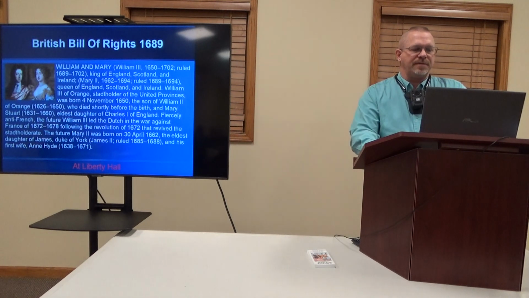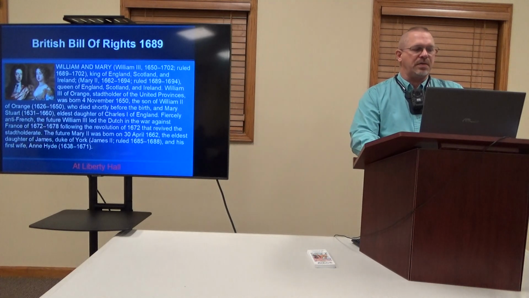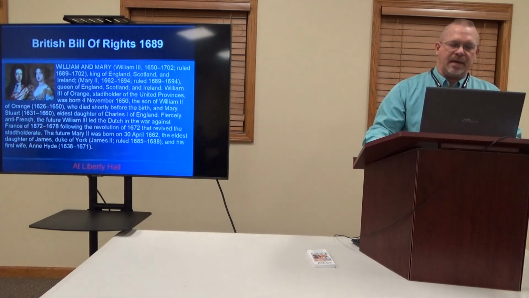Fiercely anti-French, the future William III led the Dutch in the war against France of 1672 through 1678, following the Revolution of 1672 that revived the Stadtholderate. The future Mary II was born on 30 April 1662, the eldest daughter of James, Duke of York. James II ruled from 1685 to 1688. James fled the country. He was Catholic, and he was successful in fleeing the country when Charles was not. And his first wife, Anne Hyde.